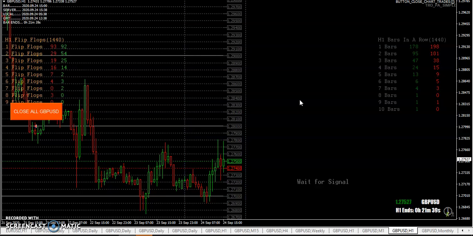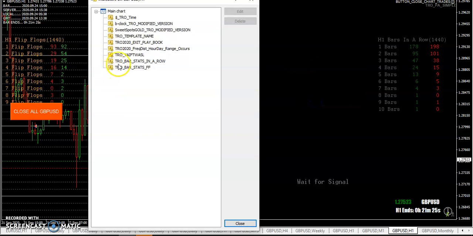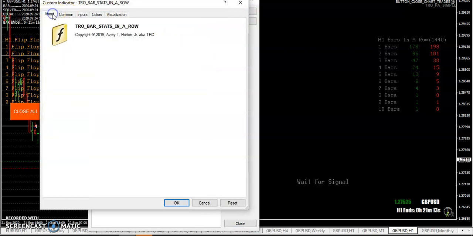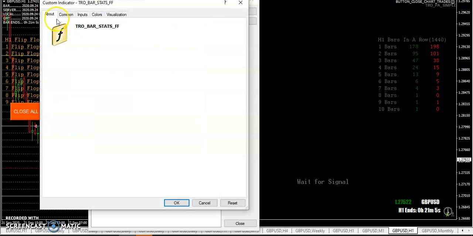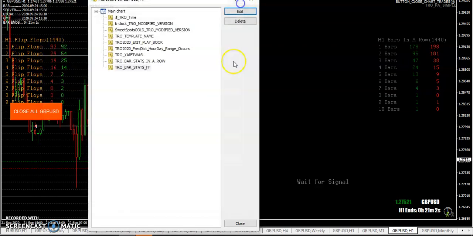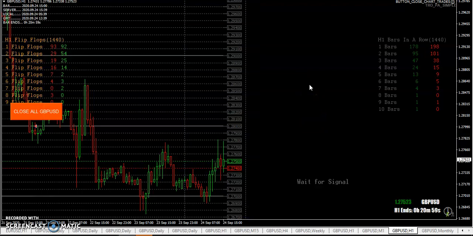Well, as you know, I like to run statistics on price action and things of that nature. So I wrote an indicator, or a couple of indicators here, TRO bar stats in a row and TRO bar stats FF for flip-flop. Let's just take a look here at something.